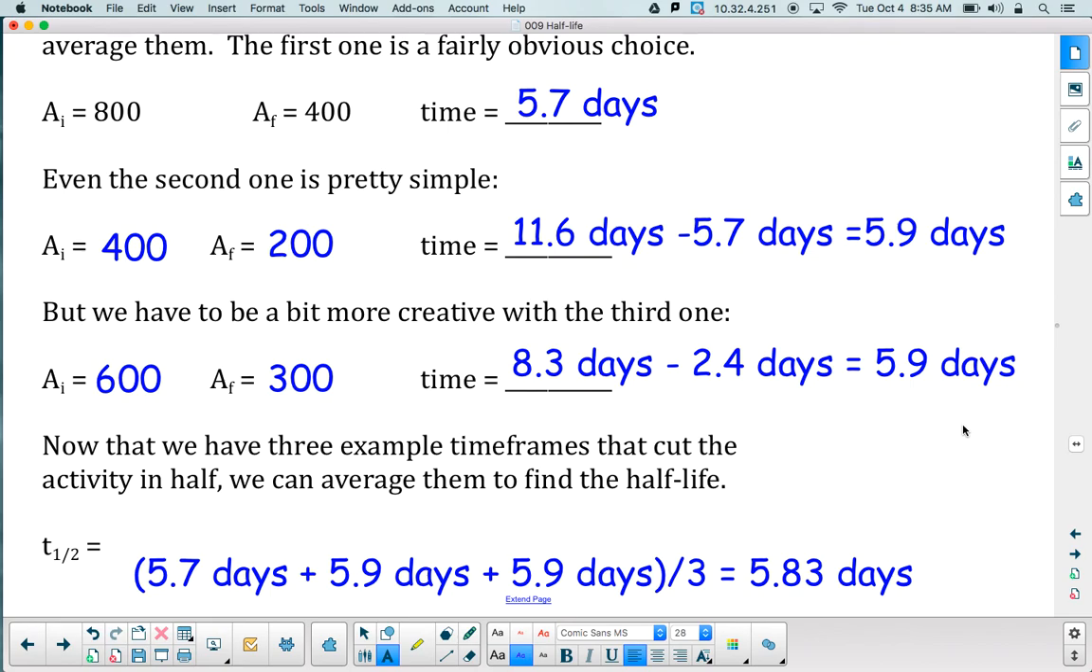And that'll work with any sample you have, any half-life graph you've built using an exponential decay curve. You simply pick 3 increments. I chose 800 to 400, 400 to 200, and 600 to 300, making sure that those 3 increments are always representing the sample going from some value down to half that value. Calculate the amount of time it took to do each of those things, and then average them. And that's what we call our method of 3 half-lives.